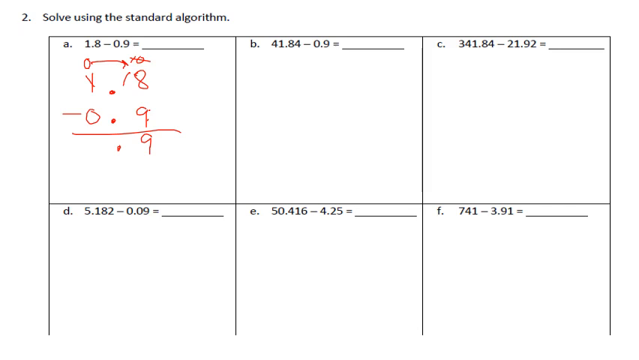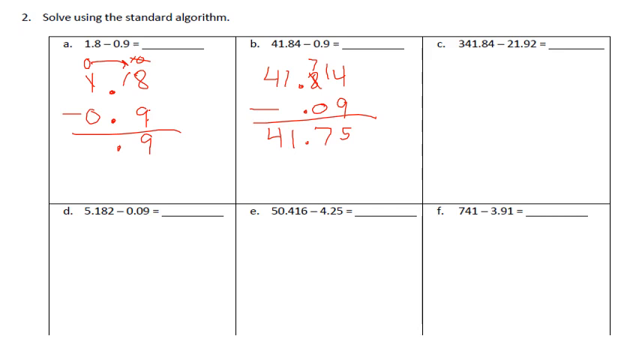Under B, 41 and 84 hundredths, and we're going to subtract 9 hundredths. Now once again, I can't take 9 from 4, so we're going to regroup 10 from here, and I'm adding 10 to the 4, that gives me 14. 14 minus 9 gives me 5, with a 7, 1, and 4, so we end up with 41 and 75 hundredths.